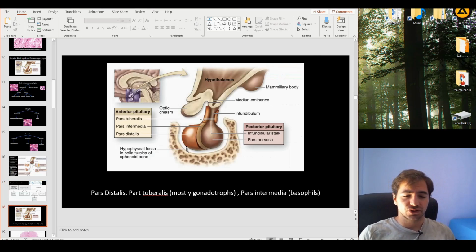So let's talk a bit about the different parts, anatomically speaking, and, as a consequence, the differences from the anatomical portions to the histological point of view. In this case, we're going to talk about the pars tuberalis that contains mostly gonadotrophs, the pars intermedia that contains mostly basophils, and of course the pars distalis. Pars distalis is actually the biggest area of the anterior hypophysis, and in fact controls up to 75% of the whole adenohypophysis. So let's visualize this structure in the macroscope.